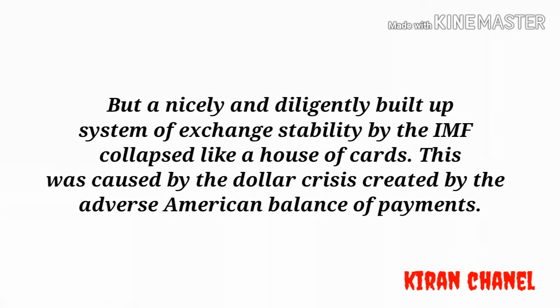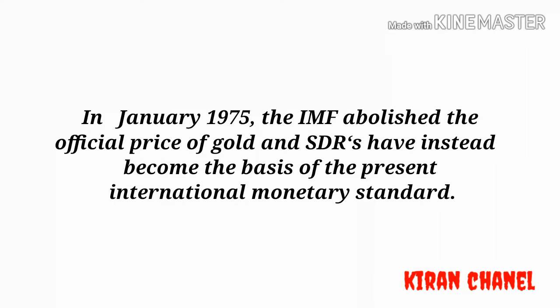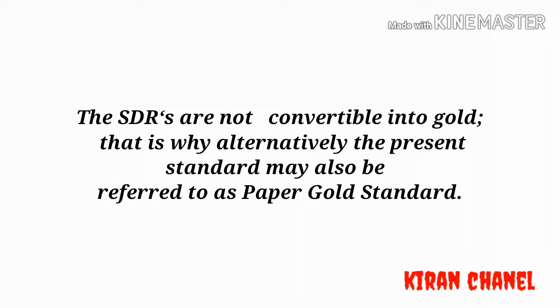This was caused by the dollar crisis created by the adverse American balance of payments. Among the measures taken by the American administration, there was one which delinked the dollar from gold. The delinking of the dollar from gold knocked out the very foundation of the IMF. In January 1975, the IMF abolished the official price of gold, and SDRs have instead become the base of the present international monetary standard. The SDRs are not convertible into gold. That is why the present standard may also be referred to as the paper gold standard.